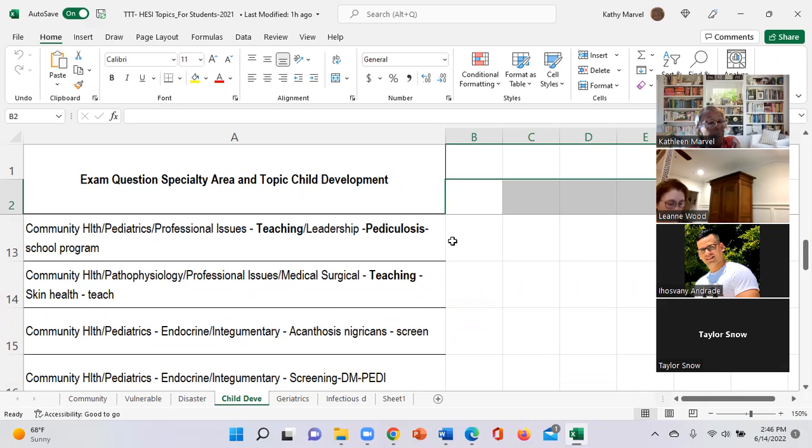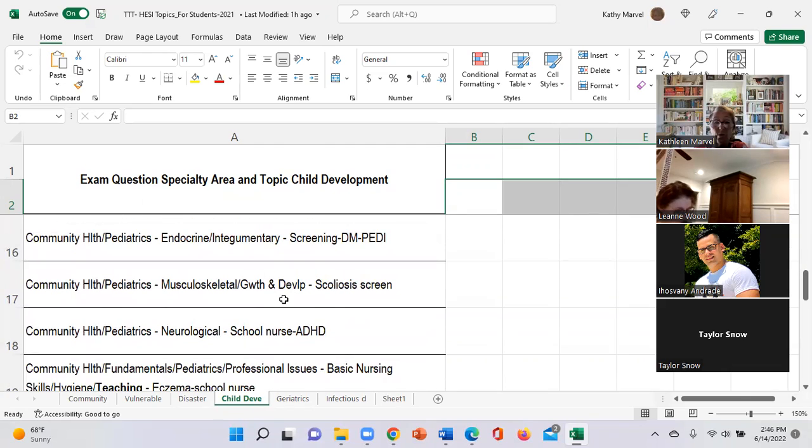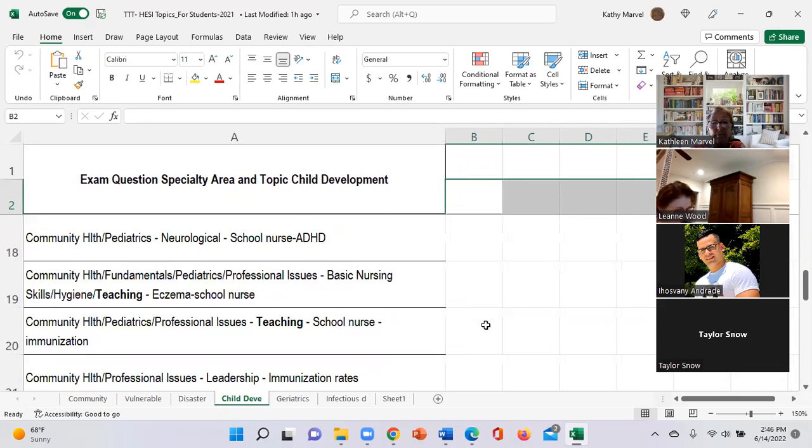So maybe how do you screen for it? What do you do? What communication do you give to the parents? Same with skin health. Same with scoliosis, ADHD. All these are topics that are covered on the HESI. Eczema. This is all in your study guide. Immunizations, that's in your study guide too.